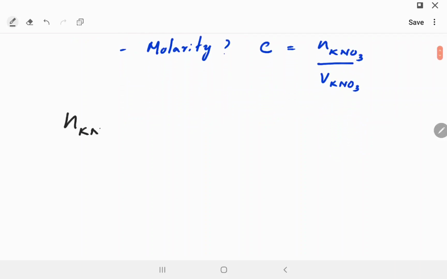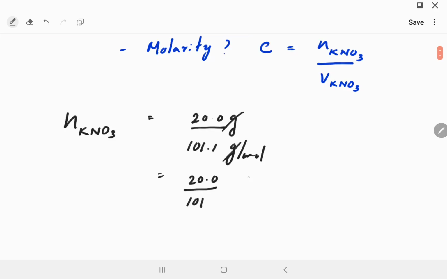Find the moles of KNO3, potassium nitrate. To do that, you use the mass, which is 20 grams, and then the molar mass, which I think is around 101.1. It doesn't really matter for significant figures. Grams to grams will cancel out, and you will use a calculator to figure out the answer. Okay, this is the number of moles.